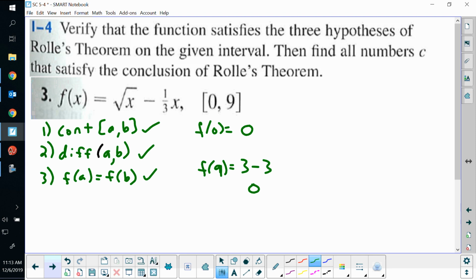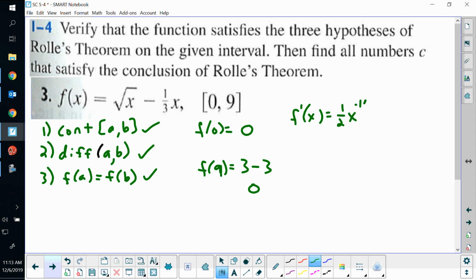Now, usually using context clues in the question, you can often tell if it should be checking out or not. It said to verify them, so if you're not getting it to check out, then there's probably some error you did in your calculations. So Rolle's theorem now applies, so we're guaranteed our derivative is going to equal 0 somewhere. So let's go ahead and find that derivative.